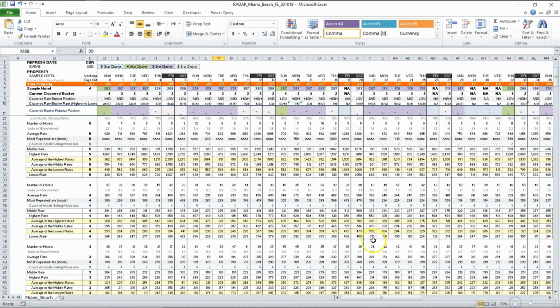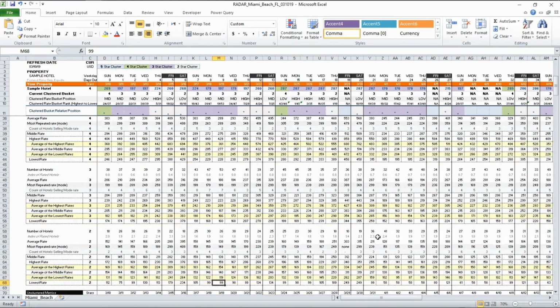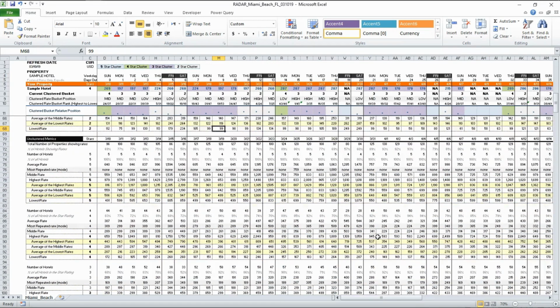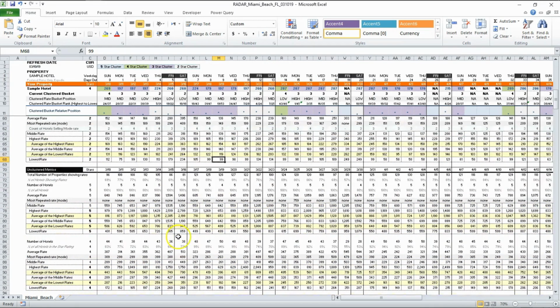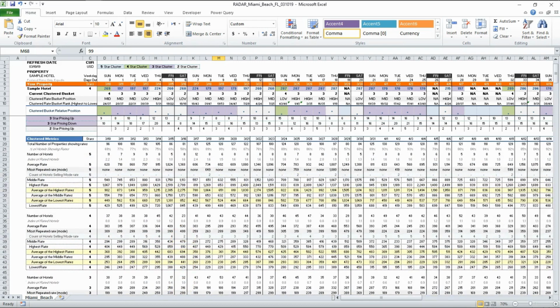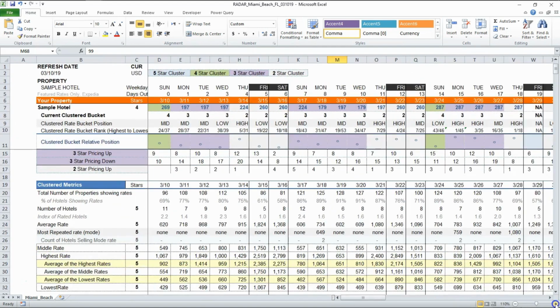Notice that the clustered metric section has almost all of the same statistics as the unclustered section. I would like to point out one powerful metric named the index of rated hotels. That is simply the multiple of the number of hotels for any star in the clustered section versus the unclustered section.